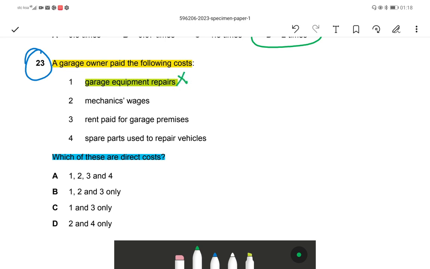The second one, mechanic wages. Wages is always a direct expense. Rent paid for garage premises is not direct, this is an indirect expense. Spare parts used to repair vehicles is also a direct cost. So the correct answer is option D.